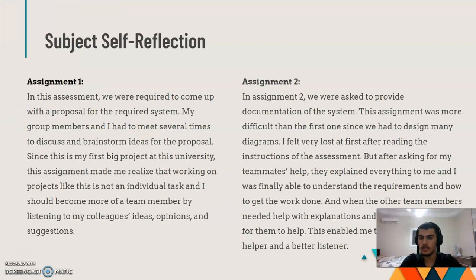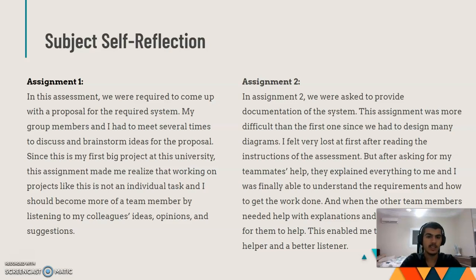Okay, assignment 1. In this assessment, we were required to come up with a proposal for the required system. My group members and I had to meet several times to discuss and brainstorm ideas for the proposal. Since this is my first big project at this university, this assignment made me realize that working on a project like this is not an individual task, and I should become more of a team member by listening to my colleagues' ideas, opinions, and suggestions.